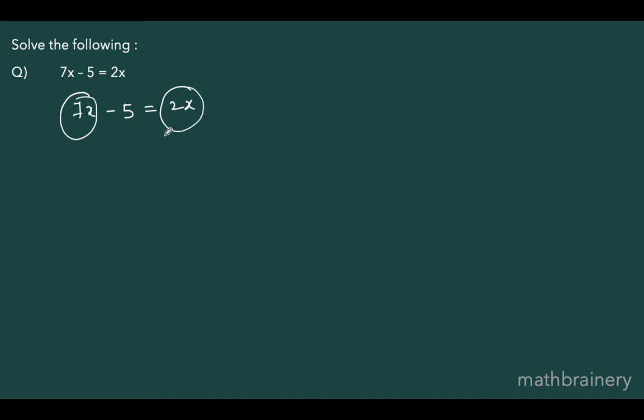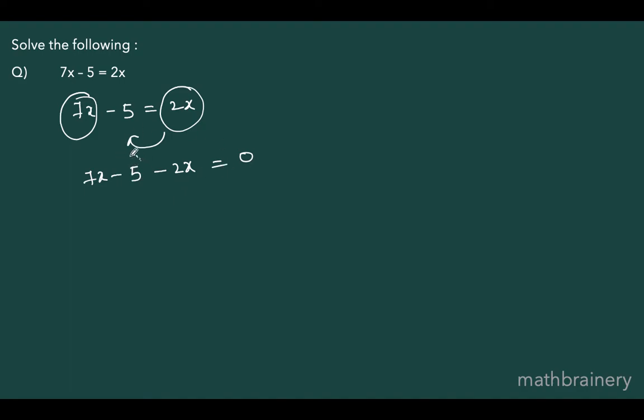Here I want to bring the variable term to the left hand side. When I am bringing it here, this is positive 2x. When this is transposed to the left hand side, you get negative 2x. So you have 7x minus 5 minus 2x is equal to 0.